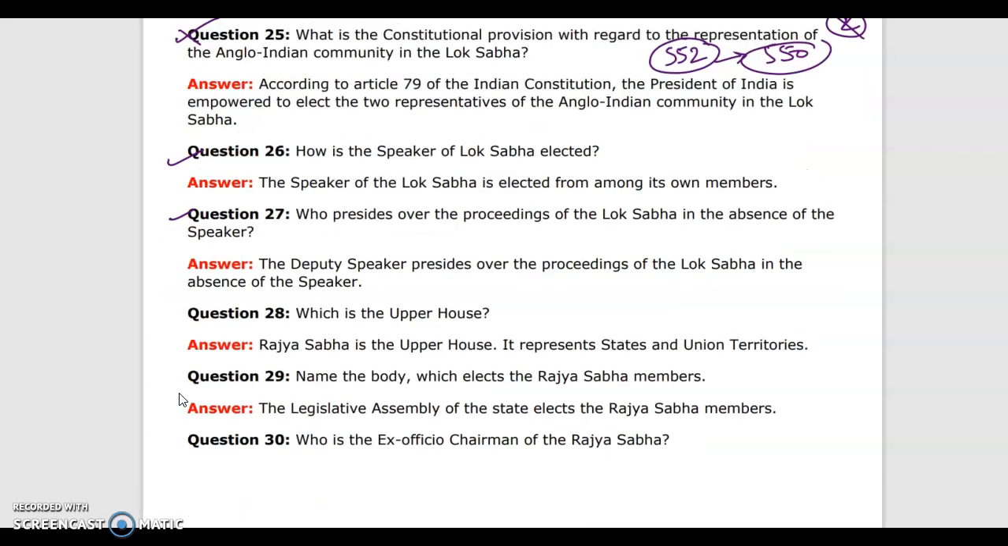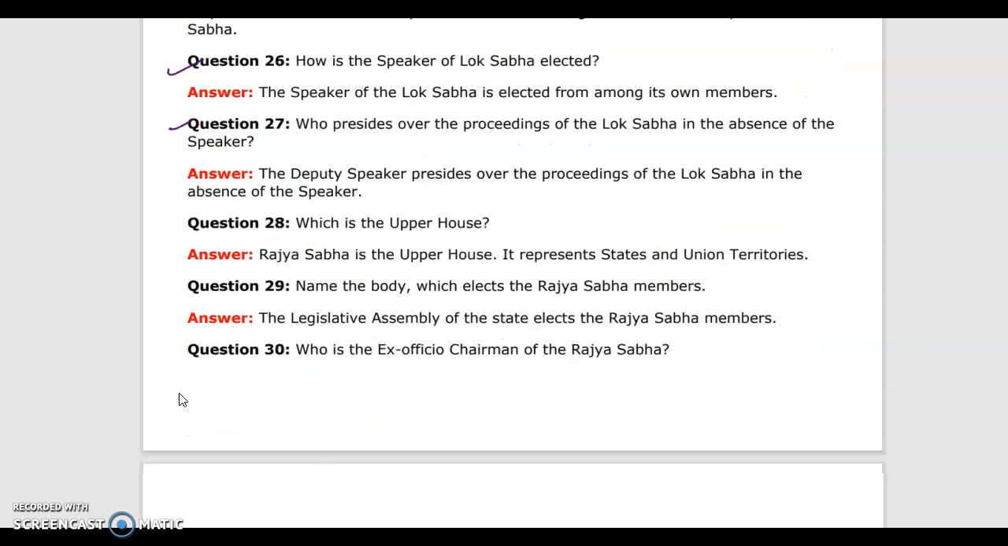Who presides over the proceedings of the Lok Sabha in the absence of the Speaker? Answer is the Deputy Speaker. Which is the upper house? Rajya Sabha is the upper house. It represents states and union territories. Name the body which elects the Rajya Sabha members. The answer is the legislative assembly of the state elects the Rajya Sabha members.